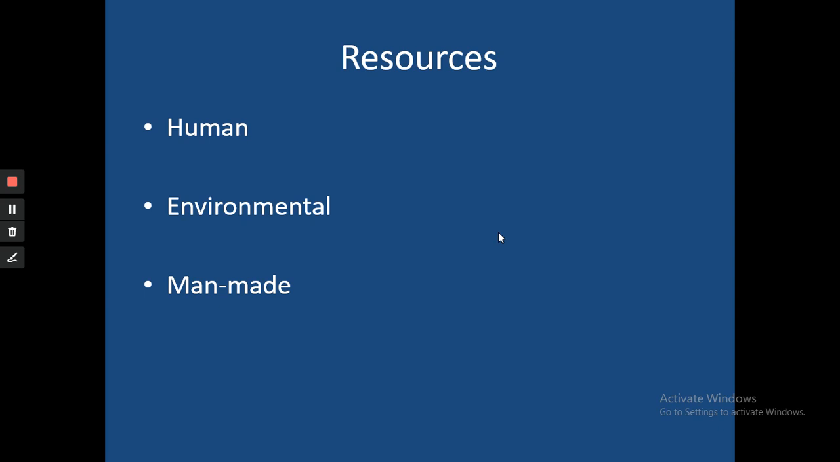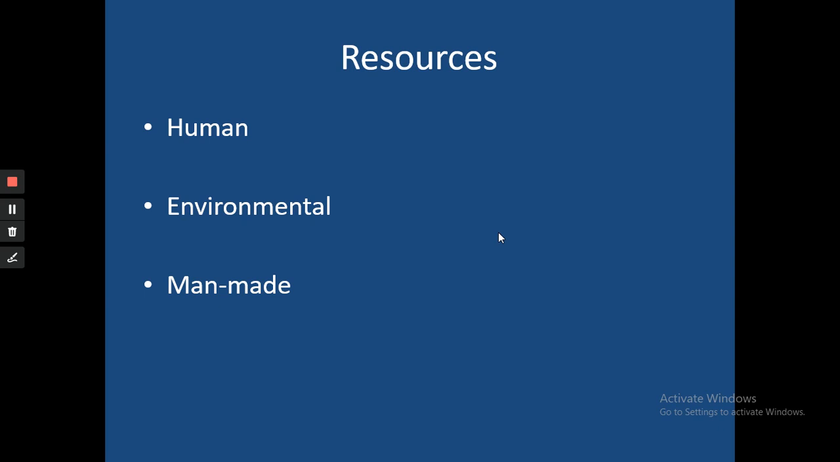Resources. While designing the program, you have to focus on three major resources. Obviously, the human resource: the participants as well as trainers. You have to mention in your program what kind of human resource you require and how many.